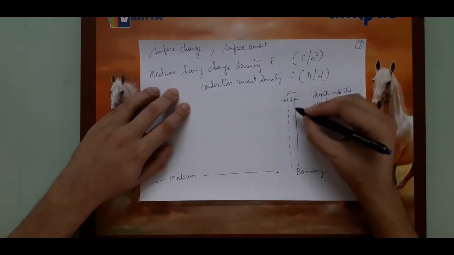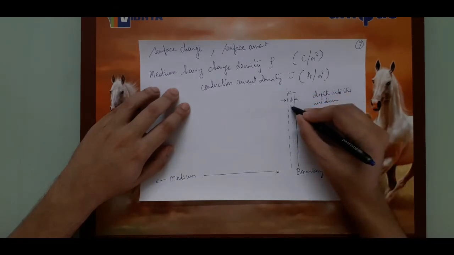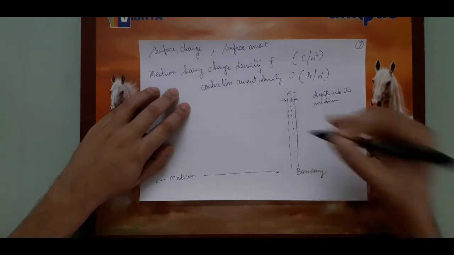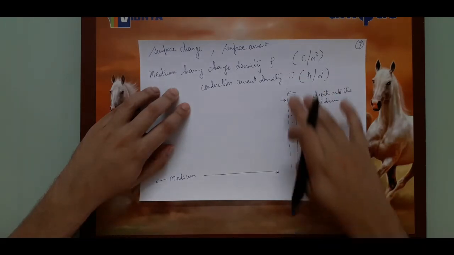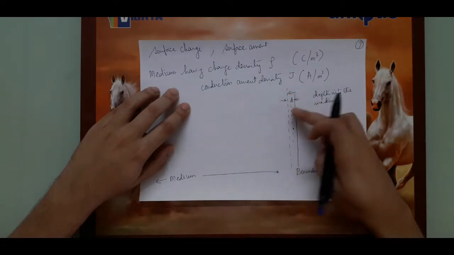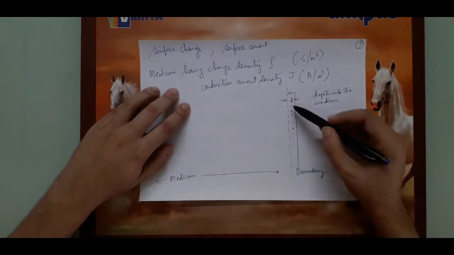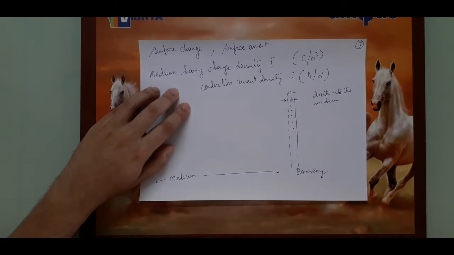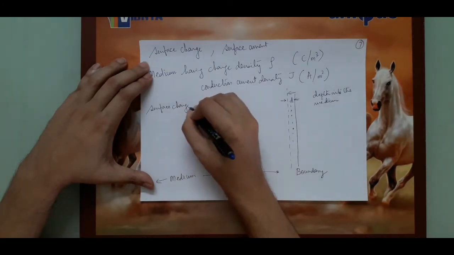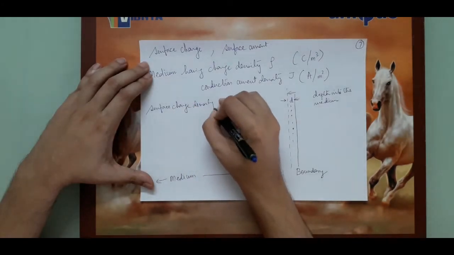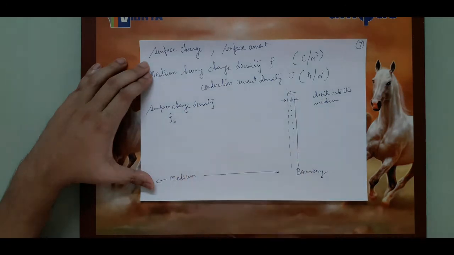So now if some charges are existing here also, I can now say that the surface charge density is nothing but the density of the charges near the boundary as d becomes very, very small. So I can define surface charge density. Let's call this rho s.